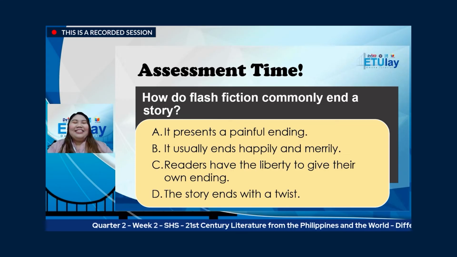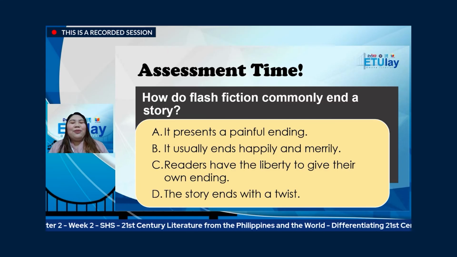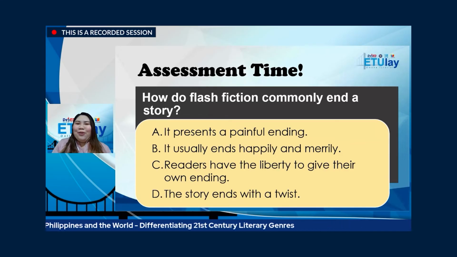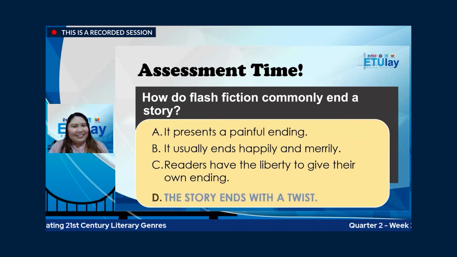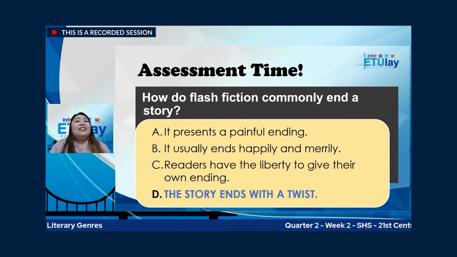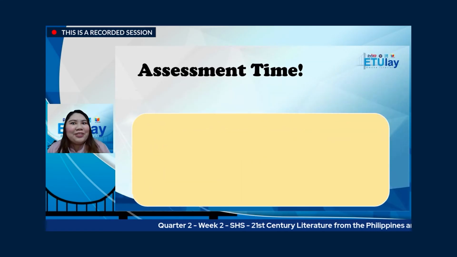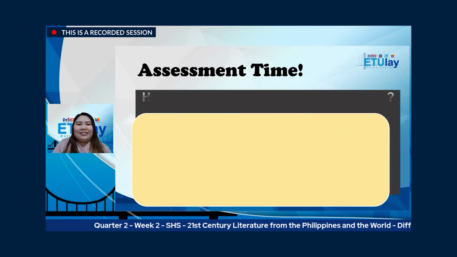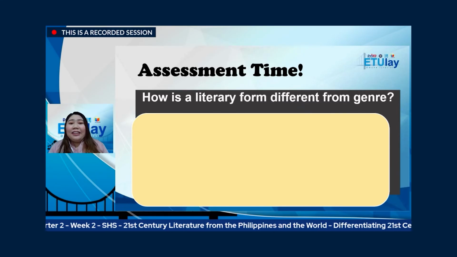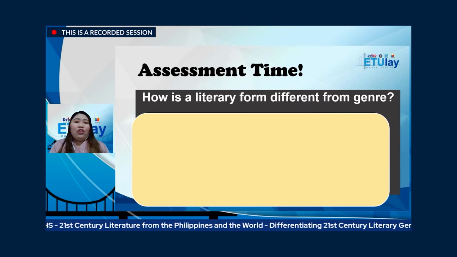Surprise ending. So, which is the answer for this item? Think hard. In three, two, one. The answer is yes, you got it right. The story ends with a twist. Let's move on to the fourth question, which is how is a literary form different from genre?